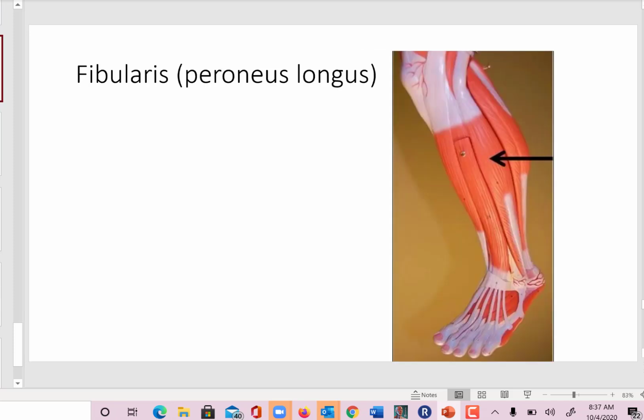The next muscle is the fibularis, also called the peroneus longus. Its origin is the head of the fibula. It's going to insert on your first metatarsal and medial cuneiform. Its action is to plantar flex and evert the foot. So let me highlight that muscle. It's going to plantar flex and evert the foot.